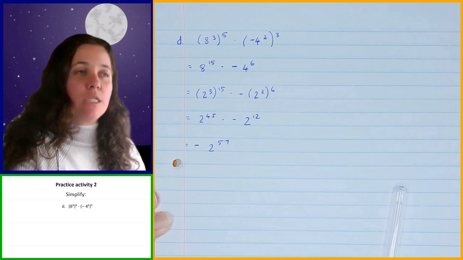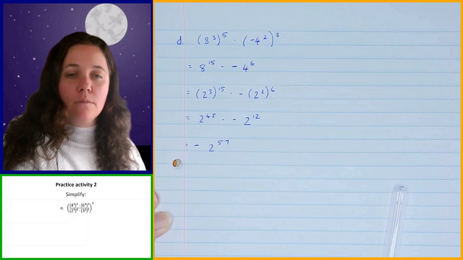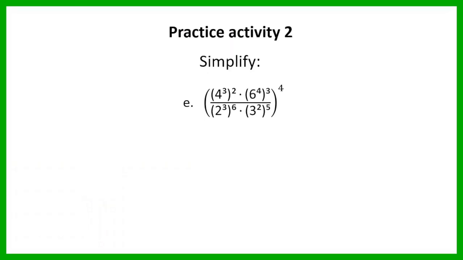Okay, next one, question E. Okay, here you've got 4 cubed squared times 6 to the power of 4 cubed over 2 cubed to the power of 6 times 3 squared to the power of 5, and all of that is in brackets to the power of 4. Okay, I'm going to give you 3 minutes to work on this one.